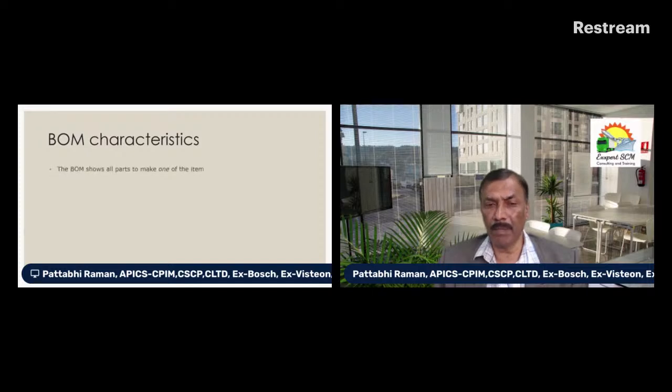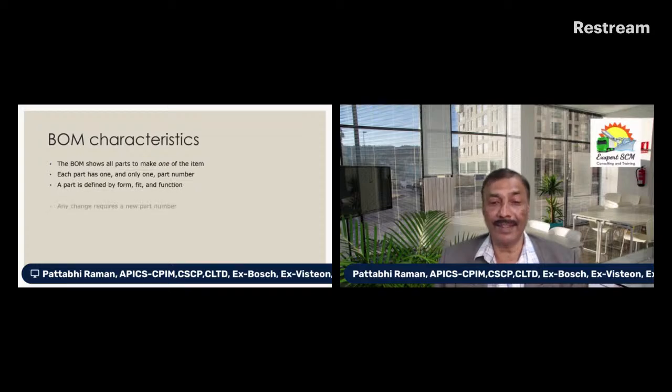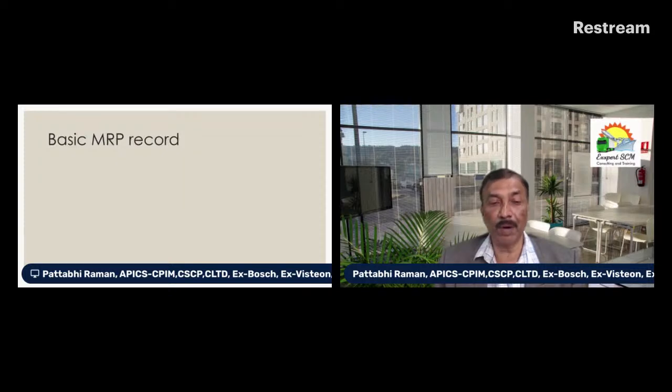Coming to BOM characteristics, it shows all the parts needed to make one finished product. Each part has one and only one part number. A part is defined by its form, fit, and function. Any change requires a new part number.